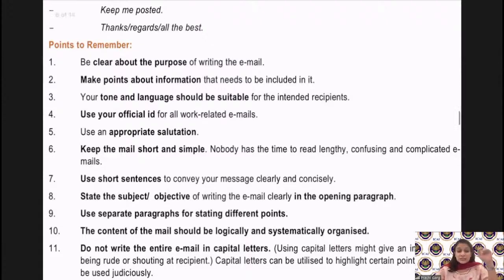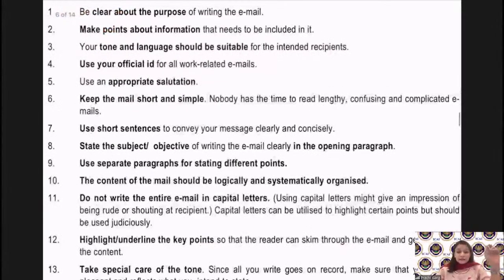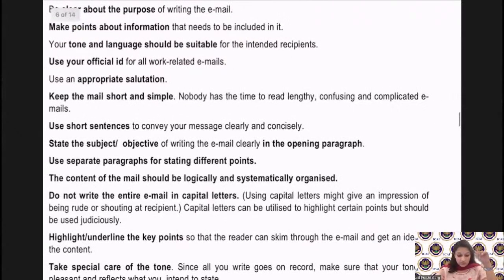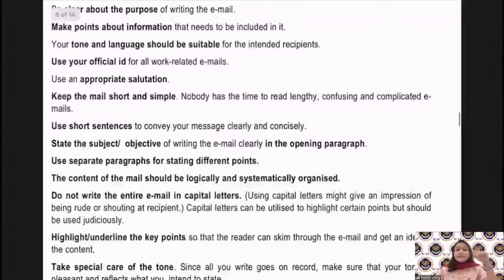Use separate paragraphs for stating different points. The content of the email should be logical and systematically organized. The questions should be asked in a systematic and sequential manner. Am I clear? In the sequence, it should be. There has to be a system to why you're writing the email.